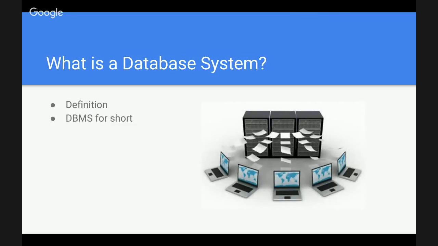So what exactly is a database system? First, it is essential to know that a database system is a collection of data. A database system, or DBMS for short, is a computer software application that interacts with the user, other applications, and the database itself to capture and analyze data. It is designed to allow the definition, creation, storage, and updating of databases.